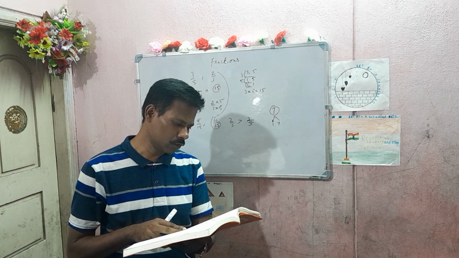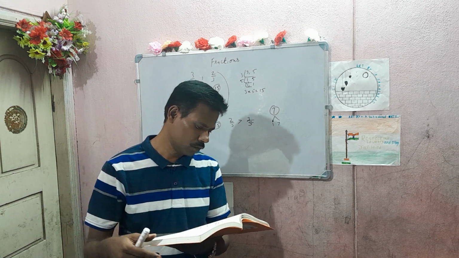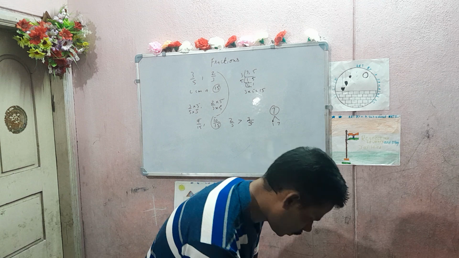I will do one more sum. Which is smaller now? 3 by, which is smaller?